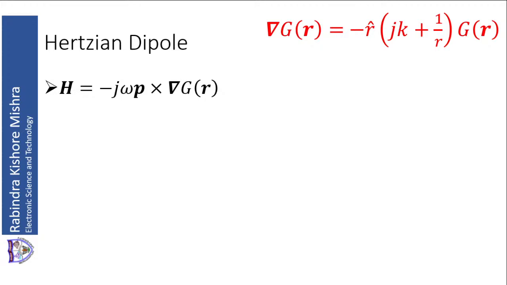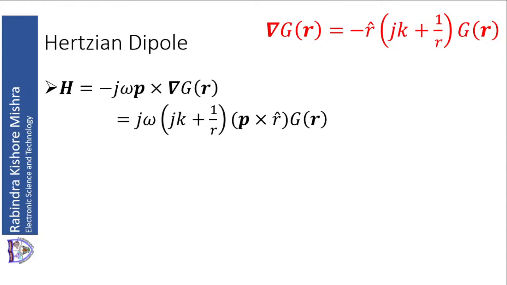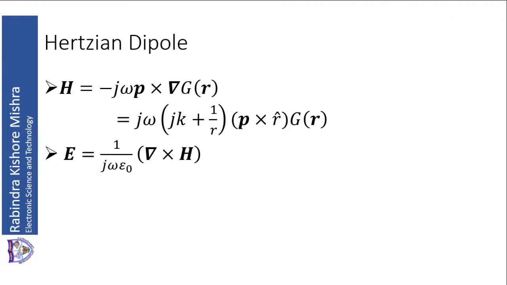So that will give us H is equal to j omega, which remains as it is, then P cross grad GR. So P will be P cross r cap. In the grad GR there is this term common, jk plus 1 by r. This is a constant term that does not depend on P, so we will take it outside. Then what is inside is P cross r cap, these two are vectors, that is operating on GR. So GR remains as it is.